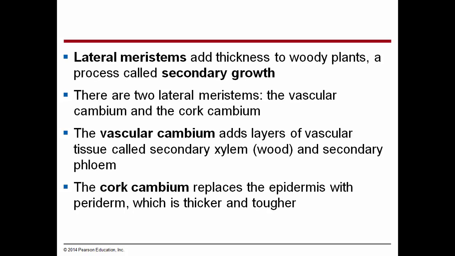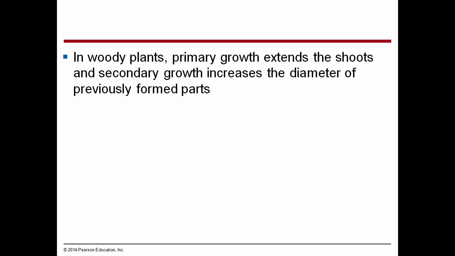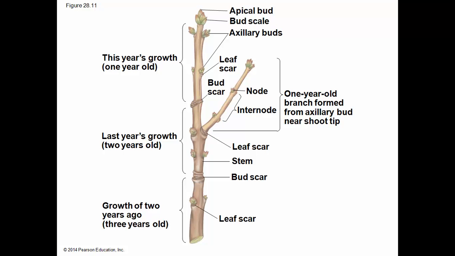There are two lateral meristems, the vascular cambium and the cork cambium. The vascular cambium adds layers of vascular tissue called secondary xylem, or wood, and the secondary phloem. The cork cambium replaces the epidermis with periderm, which is thicker and tougher. In woody plants, primary growth extends the shoots and secondary growth increases the diameter of the previously formed parts.